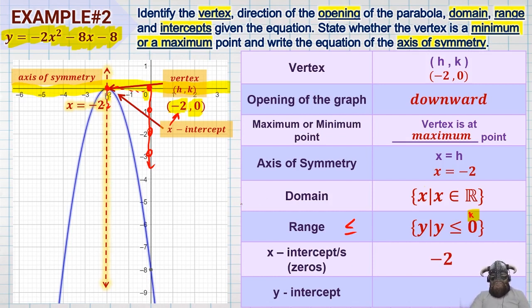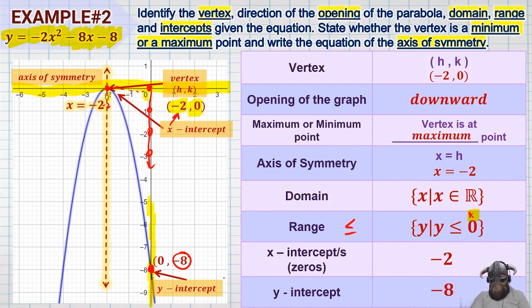Our y-intercept, as you can see here, ito siya, bandang negative 8 tumama yung parabola natin dito sa ating y-axis. Therefore, our y-intercept will have the coordinate 0 and negative 8. But in this case, we just need the value of negative 8 because that is only the y-intercept. So that will be negative 8 for the y-intercept.